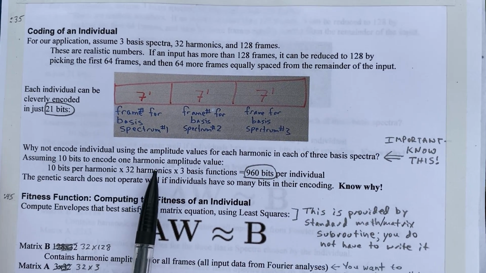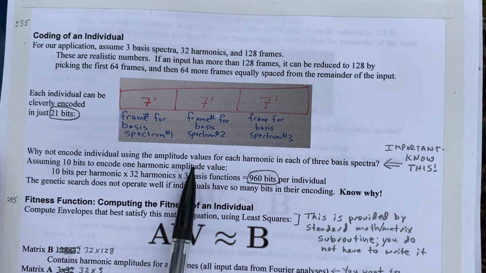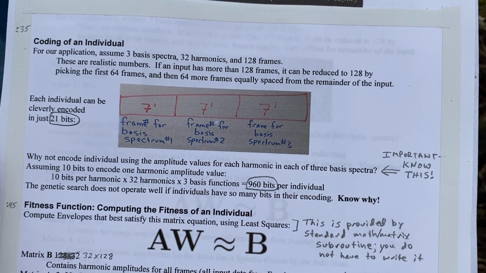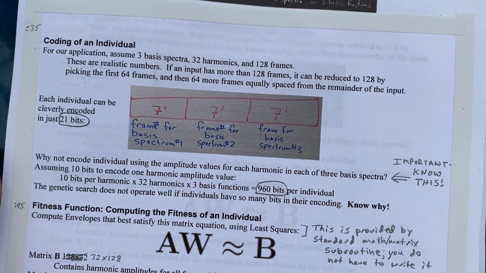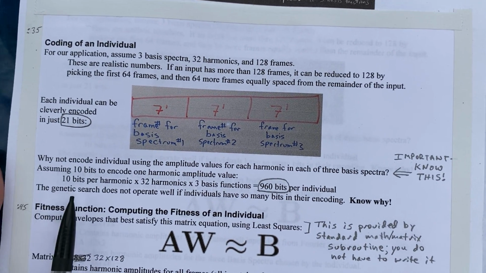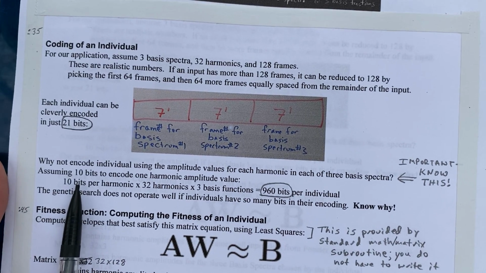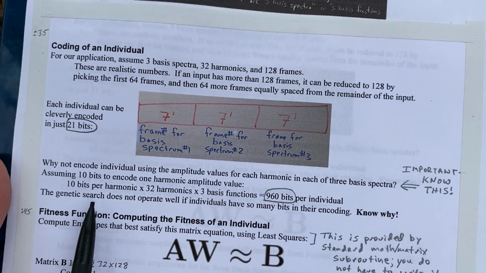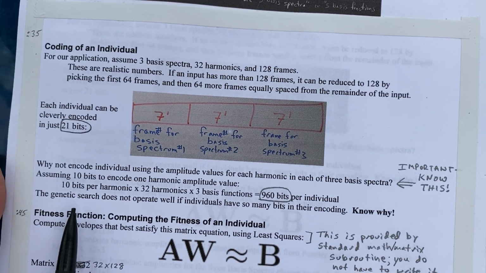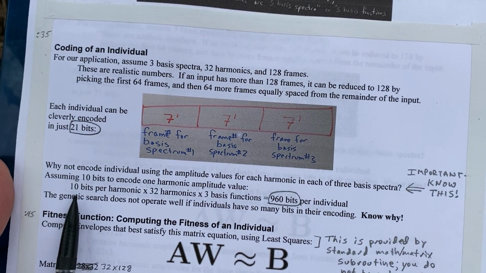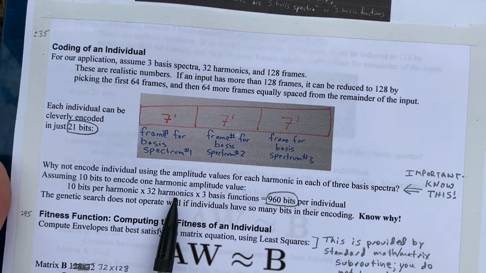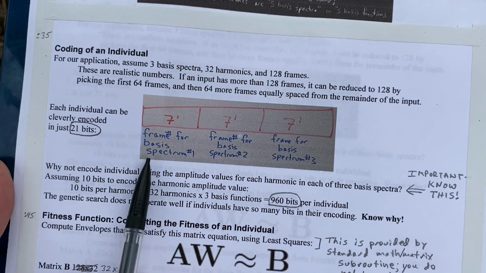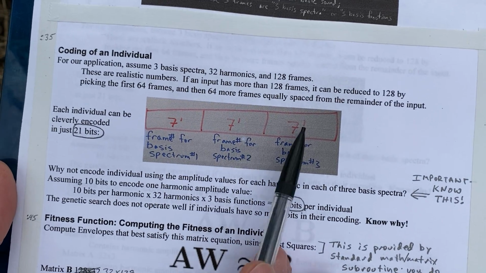So why not encode each individual in something that, to me at least, seems more obvious, using the amplitude values for each harmonic in the 3 basis spectra? We said each basis spectrum is going to have 32 harmonics, so let's say we want 10 bits per harmonic. The problem is that it gets too big, too many bits in the individual. The fewer bits in the individual, the faster the genetic algorithm is going to find you good results. If you assume 10 bits per harmonic and 32 harmonics per basis function, then we have 320 bits instead of 7 bits to describe the first basis function, 320 bits instead of 7 bits to describe the second.